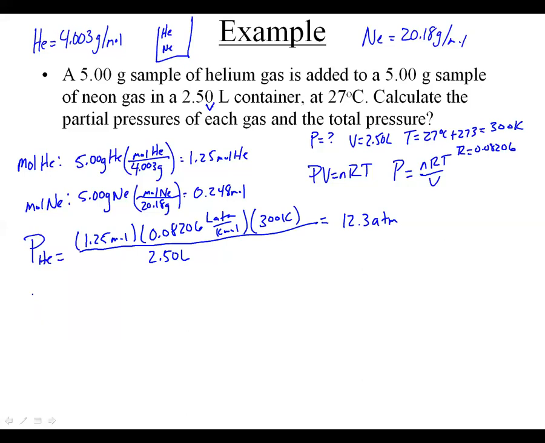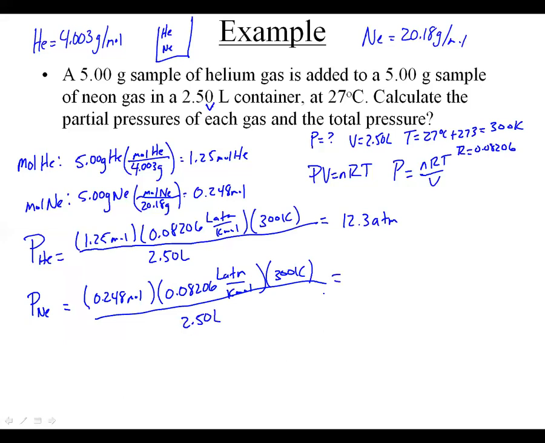Now we will do the exact same calculation for our other gas, which is neon. Really, the only difference is we're going to use neon's moles. Everything else here is going to be exactly the same because they're sitting in the exact same container. So everything's the same: temperature, volume, and obviously our gas constant as well. Just like above, everything's going to cancel out except for atmospheres. And if we punch all that in, we get 2.44 atmospheres.